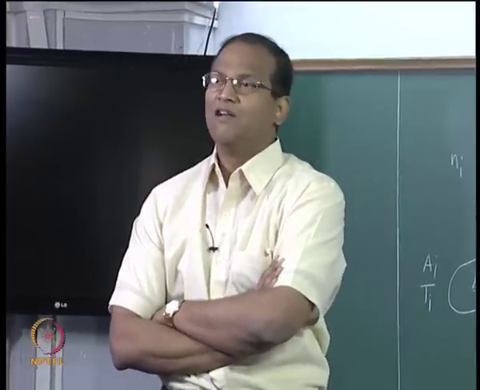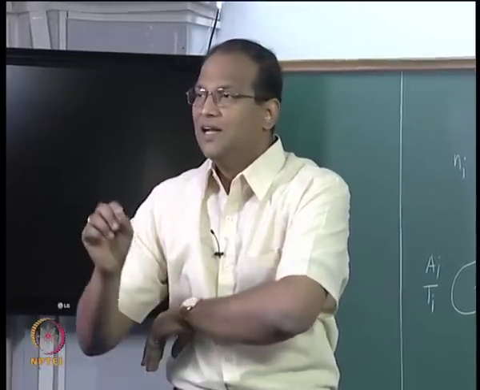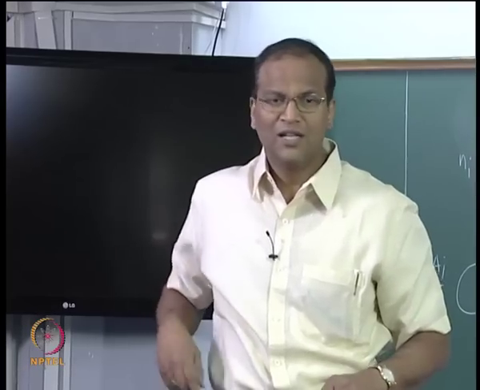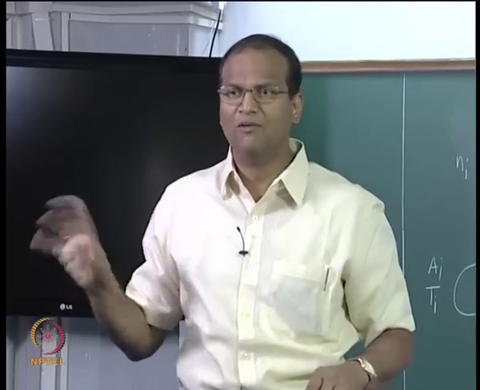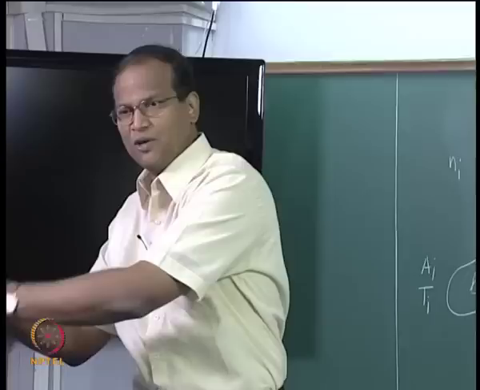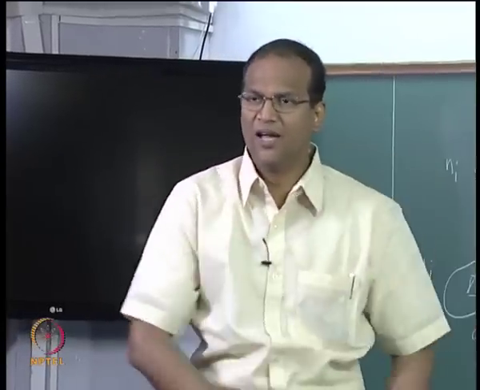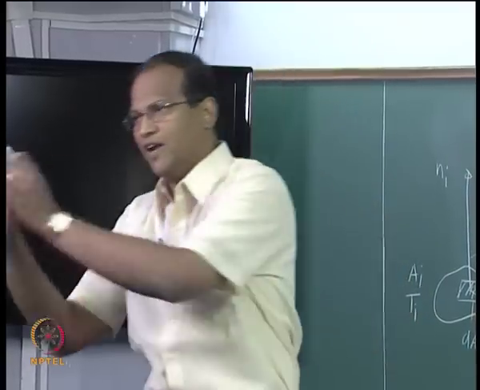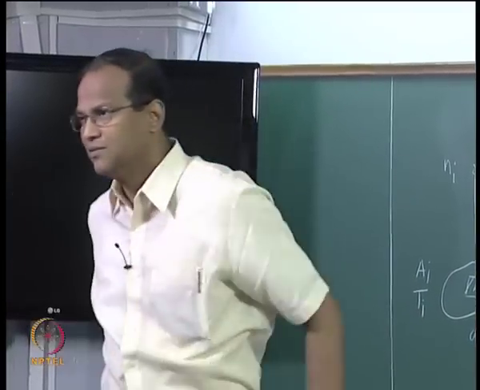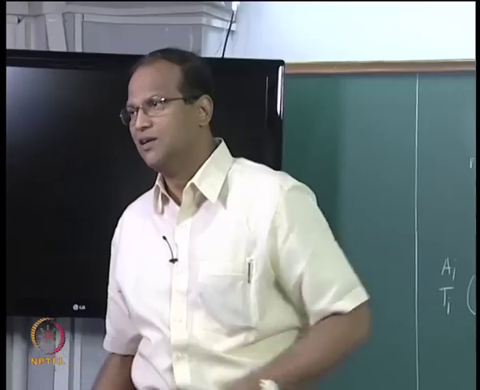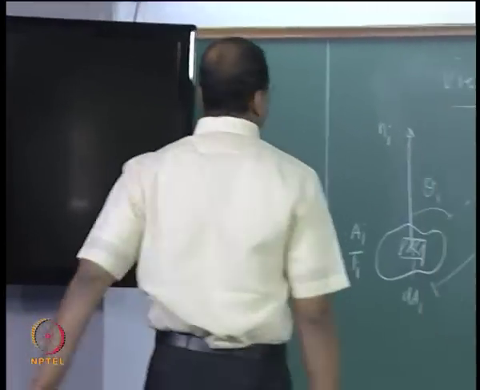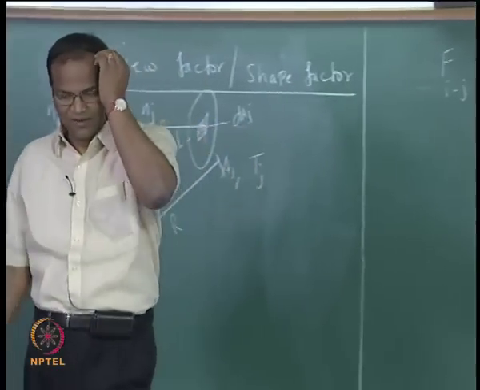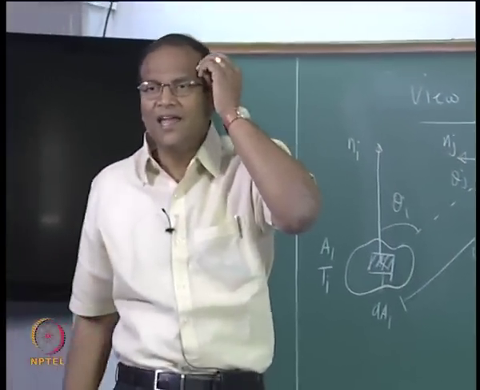Now, let us start with the general formula of F of dAi to dAj, that is the view factor between two elemental areas, that I will call dF, because it is an elemental view factor. Then I will integrate first with respect to Aj, then with respect to Ai: two infinitesimally small areas, then one infinitesimally small area to a finite area, then between two finite areas. That is the way our derivation will proceed. So, first, what is the radiation which is leaving I, which is intercepted by J, what is dQ, dAi, dAj?